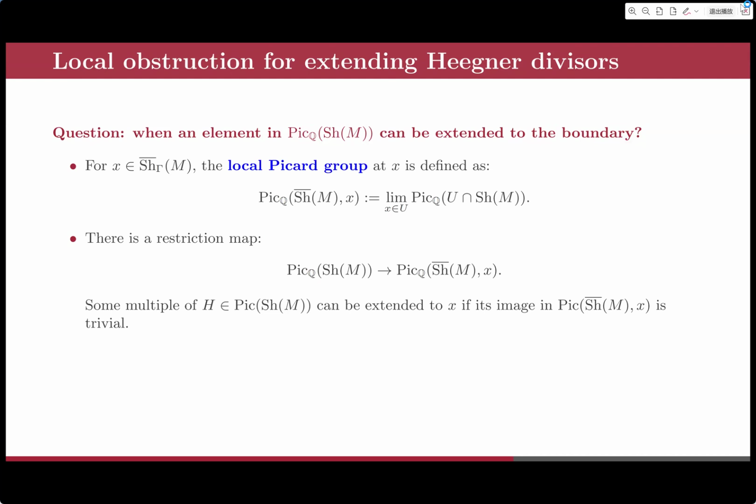compute these obstructions. For any point x on the boundary, the local Picard group is defined as follows. You shrink the neighborhood of x, consider the Picard group of this neighborhood, and take the limit. Of course, when you define this, there will be a restriction map from the Picard group to the local Picard group of the Baily-Borel compactification.